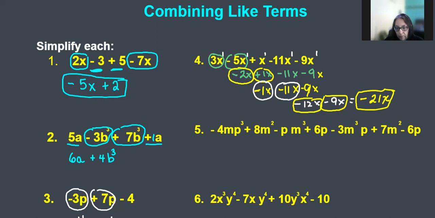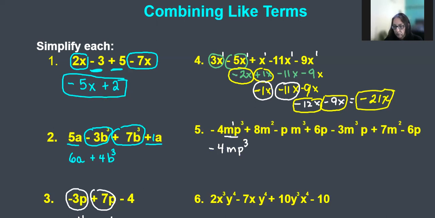I got an m to the 1, p to the third. So let's go through and see if we have any more of those. M to the 1, nope. M to the 1, nope. M to the 1, nope. m to the 1? No. So there's no like terms for this. So I'm just going to bring it down.